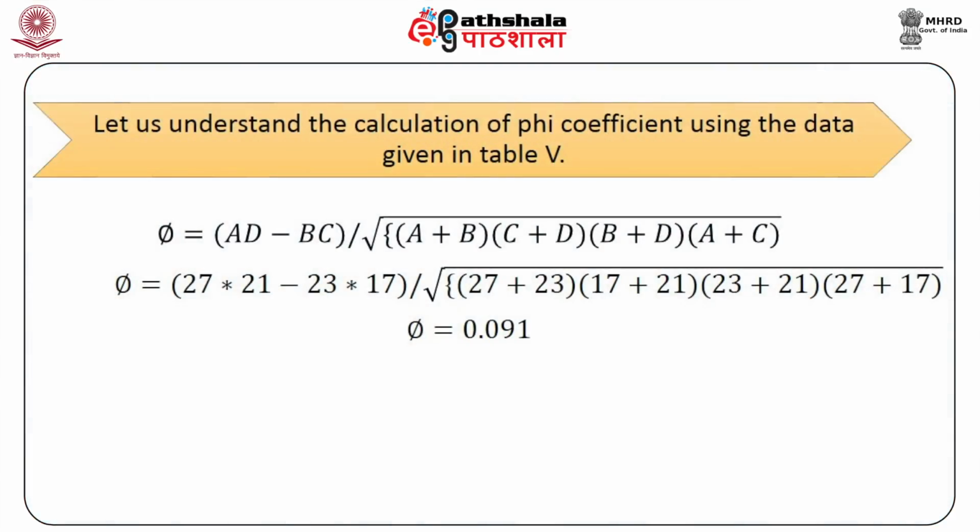Let us understand the calculation of the phi coefficient using the data given in table 5. The equation for calculation of phi is given as phi equals AD minus BC divided by the square root of A plus B into C plus D into B plus D into A plus C. Remember, these are the cells that have been marked. So, upon substituting the values of the cells, the frequencies, we arrive at the phi coefficient of 0.091.